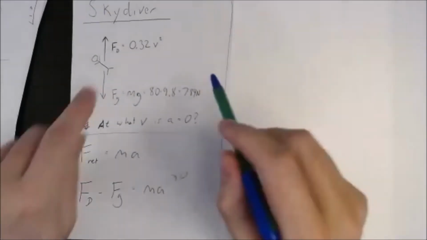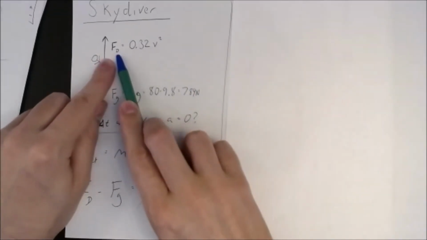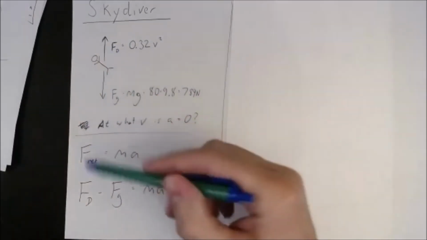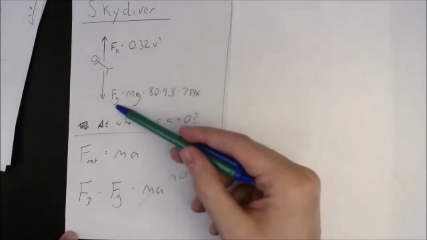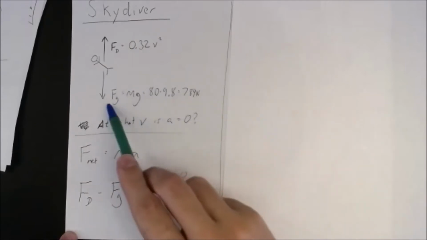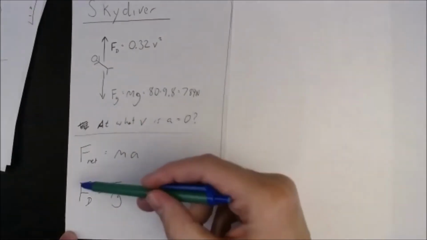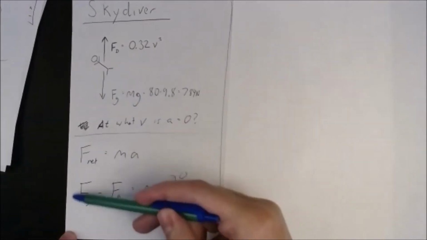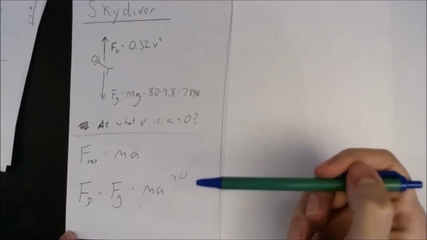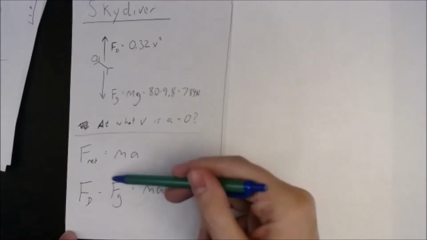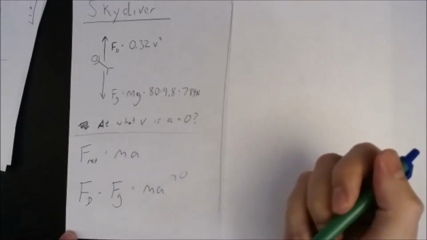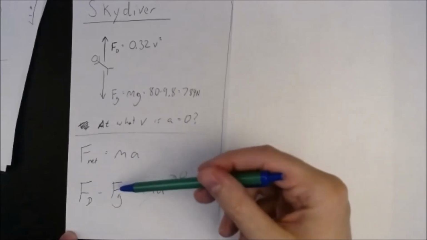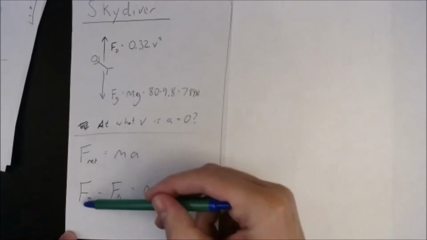All the positives, well, there's just one positive. It's the force of drag, the air resistance. So I'm going to write that, all the positives, right there. Subtract off all the negatives. Well, there's only one negative. It's the force of gravity. So all the positive forces added up together, well, there's only one, minus all the negative forces added up together, well, there's only one. So force of drag minus force of gravity. And that is your net force right there.